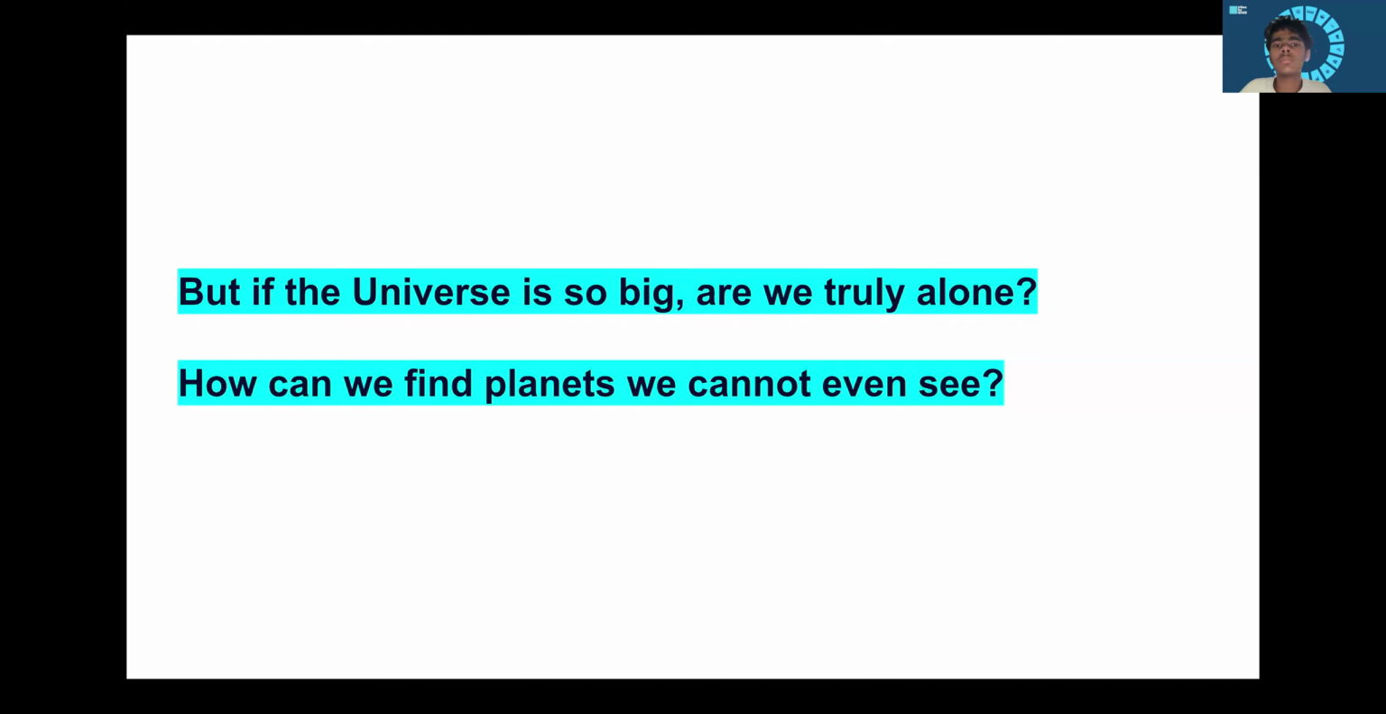When we understand how stars are formed and how billions of planetary systems exist, we arrive at a question: are we alone?